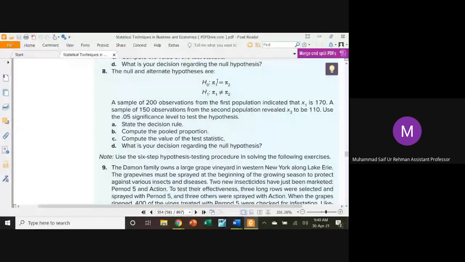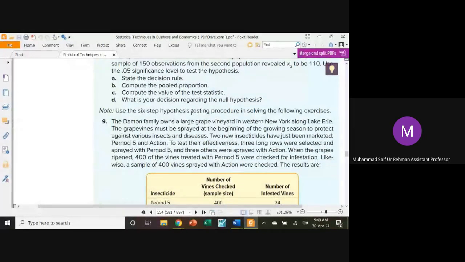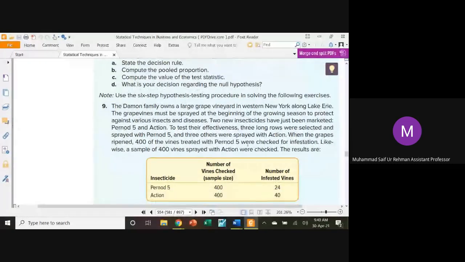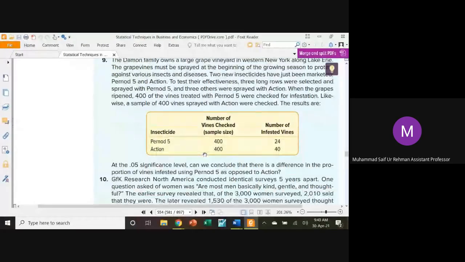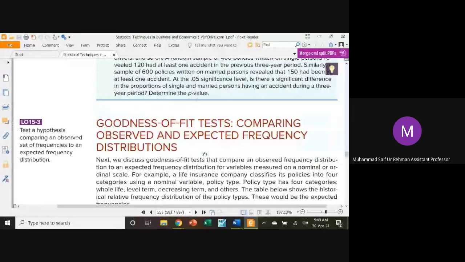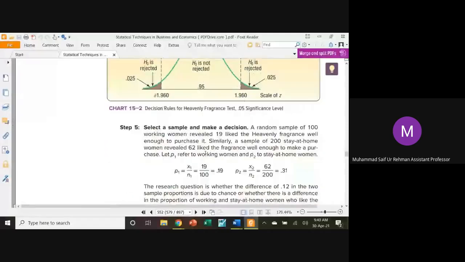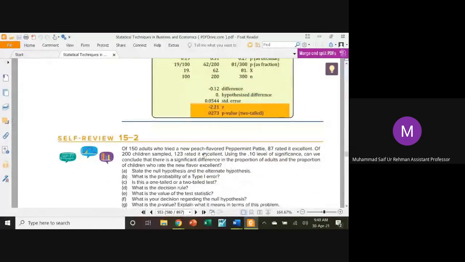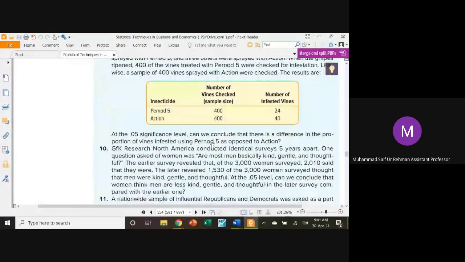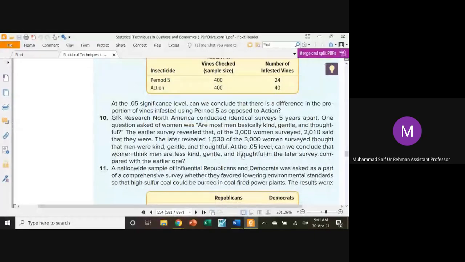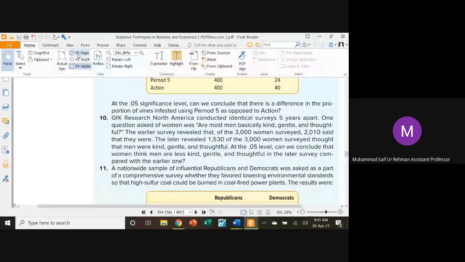Simply it is two-tailed. Use the six-step hypothesis testing procedure in solving the following exercises. So now these are the exercises where you have to use the 6 steps. So we may solve any one, let's say, this is a tricky question, so let us solve this question.